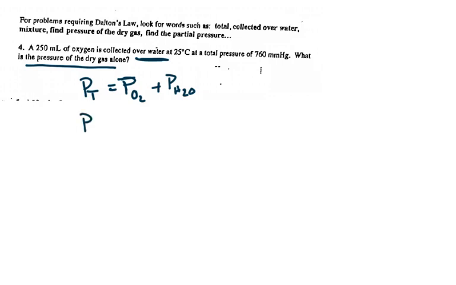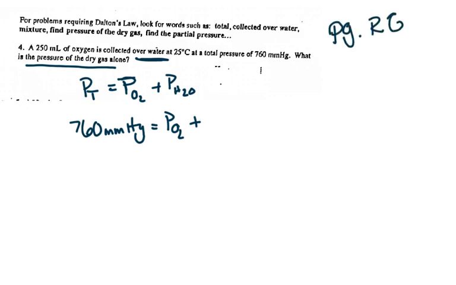Here my P total is 760 millimeters of mercury. And then I'm looking for my dry gas, but it actually gave me the information I need to find the pressure of water. So you actually do have to look this up. It is a constant. It's on page R63. It's like the green part in the back of your book that has all of the data tables.